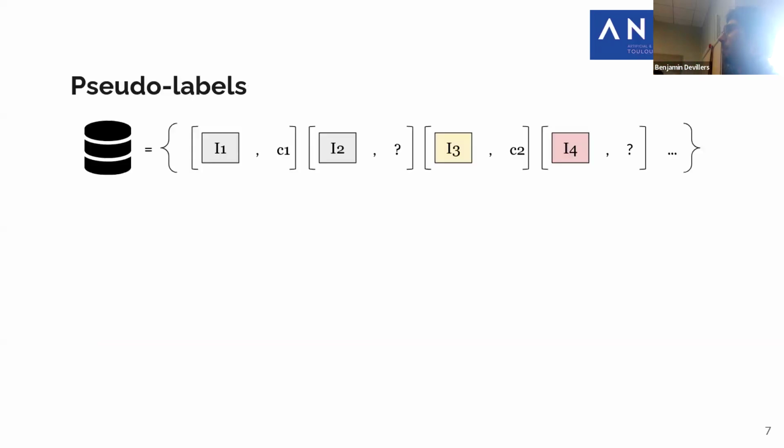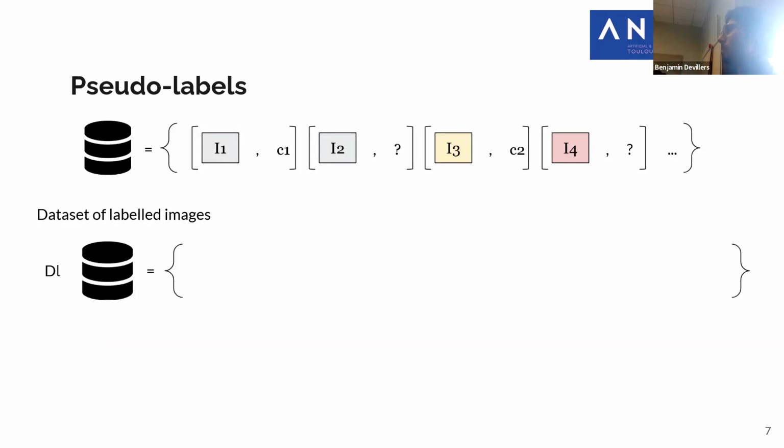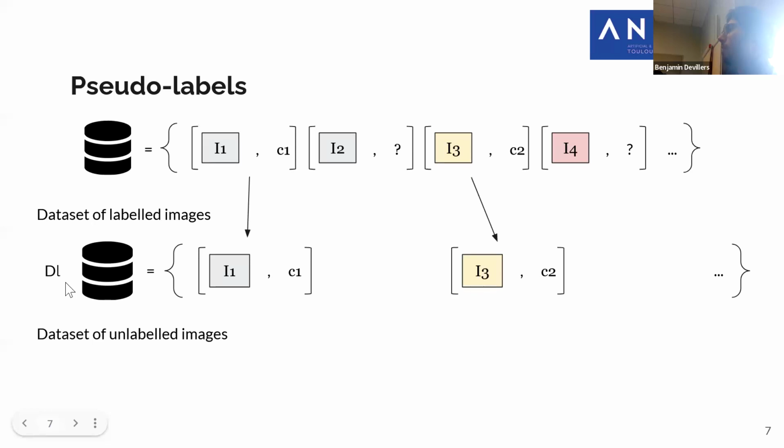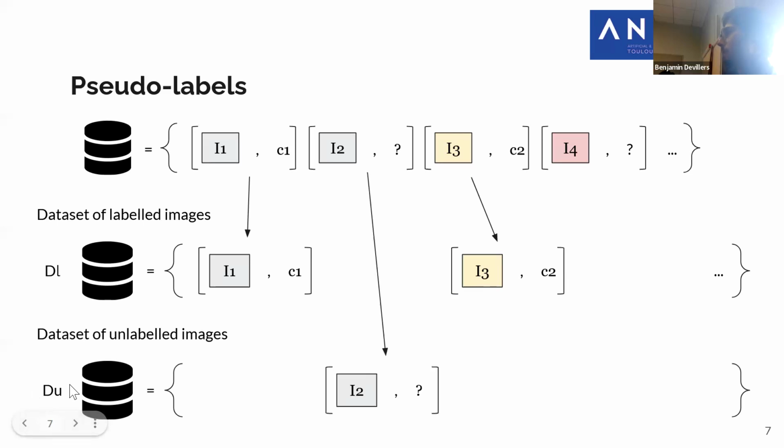Okay, I'm going to go into the various steps. So these ones are unlabeled, and so we're going to split this one. I call this one DL for dataset labeled, with only the ones that are labeled. And the second one I call DU for the unlabeled dataset, with the ones that are unlabeled. So I split this original dataset into two.